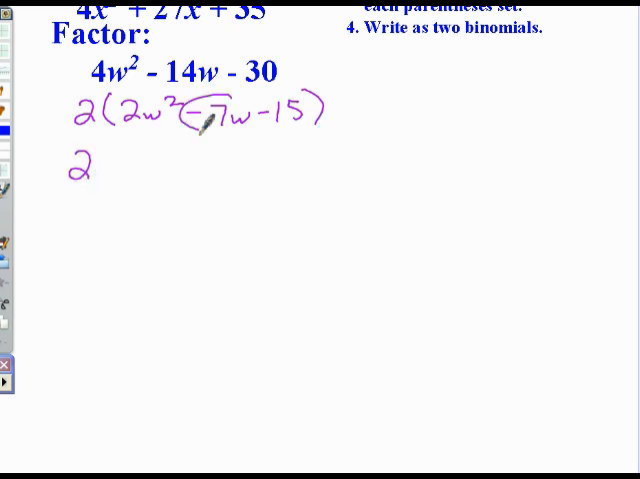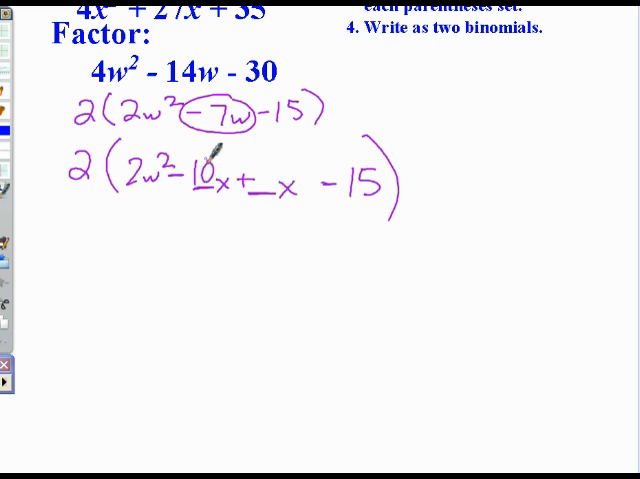I'm going to split this middle term. I know that I'm going to get 2w squared, something times x, and negative 15. Remember, this is going to be the second term in the second set. So I want this second term in the first set to be negative as well. The first term in the first set is positive, so I want the first term in the second set to be positive as well. Okay, so I'm looking for negative x's combined with positive x's that are proportional and combine to negative 7w. Let's go with negative 10x plus 3x.